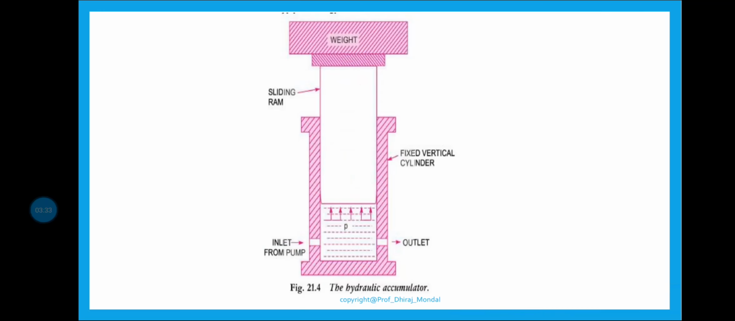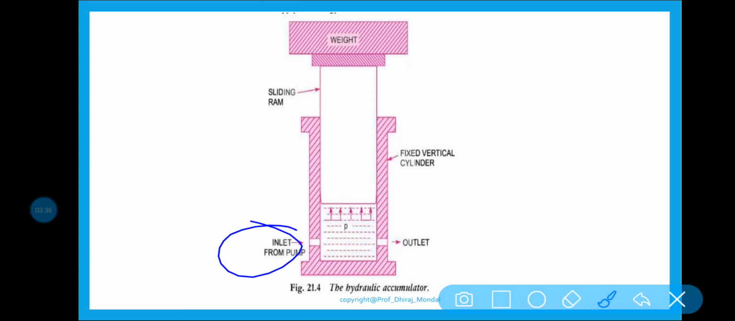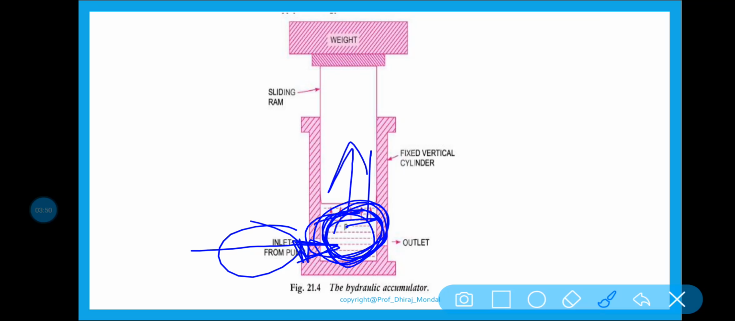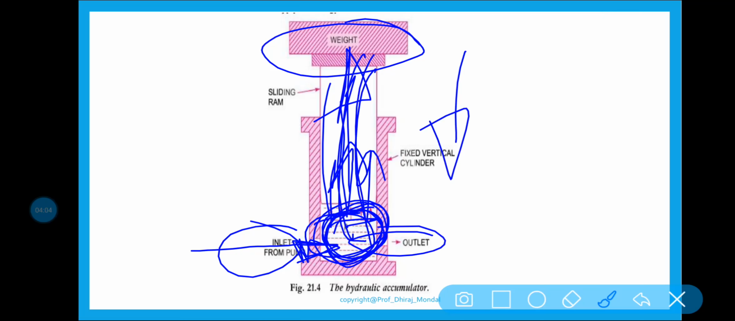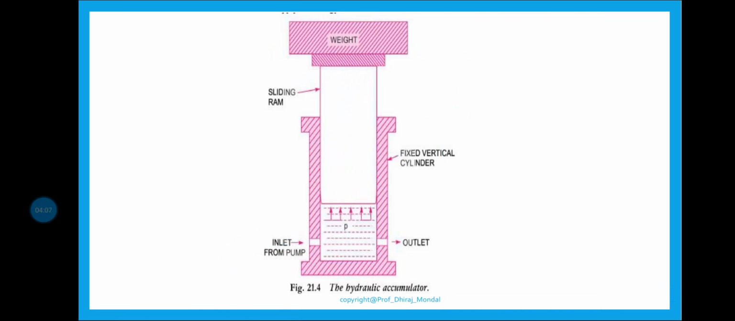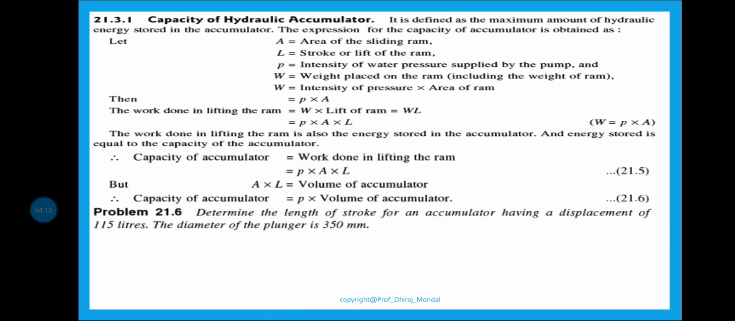Again, this is your inlet pump. From this pump the liquid is pressurized and comes into the system. When it is required, this stored energy, stored in terms of pressure energy, applies some force. As you can see, this is a sliding ram, so the weight moves upward. When you need to move downward, you use the outlet, and the weight can be moved downward. So this is the function of the hydraulic accumulator.